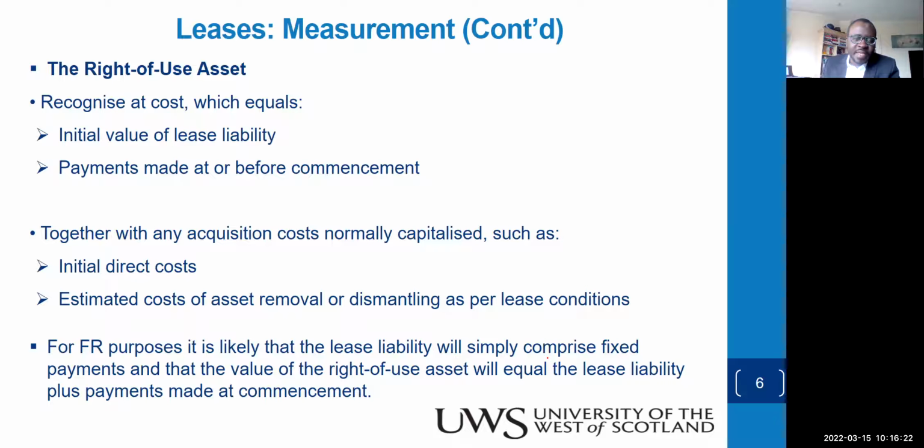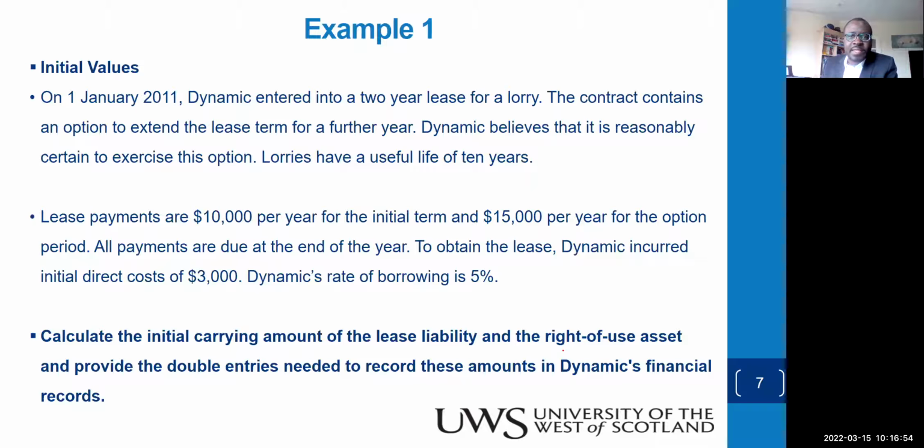All right. Now, for financial reporting purposes, it's likely that this lease liability will simply comprise the fixed payments that you are required to pay every year or every month. If you are preparing it on a monthly basis, but usually we deal with yearly. And then the value of the right of use asset would equal the lease payment plus any payments at the commencement. We'll take examples, so you'll be fine. I'll split it into two parts so that hopefully this video doesn't get corrupted again. Now let's take one example and then we'll continue on the other end.